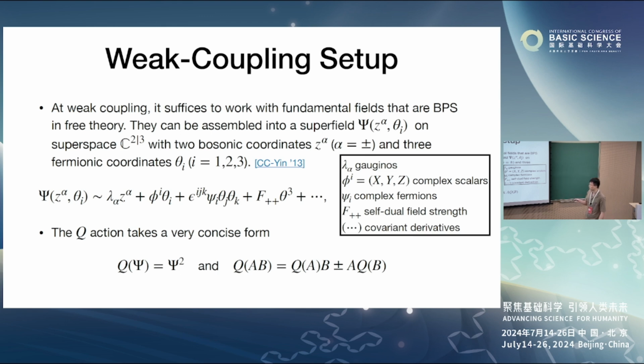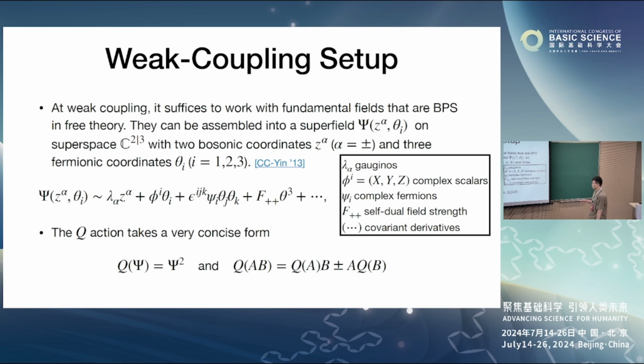Now if we expand this superfield in terms of z and theta, these coefficients are the fundamental fields and also covariant derivatives acting on fundamental fields. For example, this lambda alpha is the gauge field in angle-bracket spinor polynomials, and this theta I are three complex scalars, and psi I are three complex fermions. This F++ is a particular component of the self-dual field strength. And there are other higher terms in this expansion. There are covariant derivatives acting on these fundamental fields.